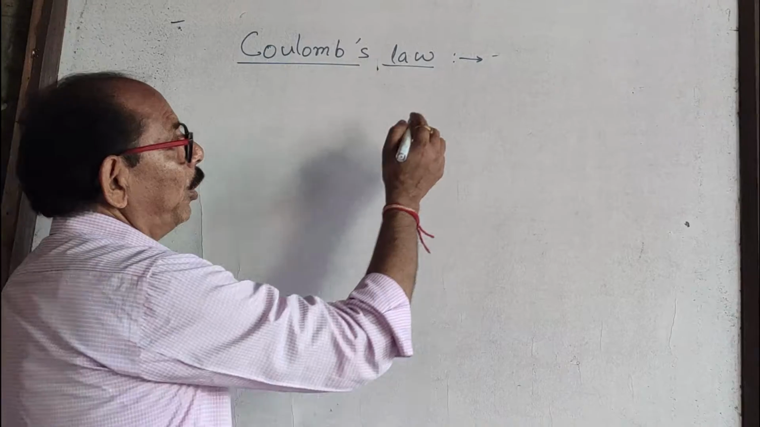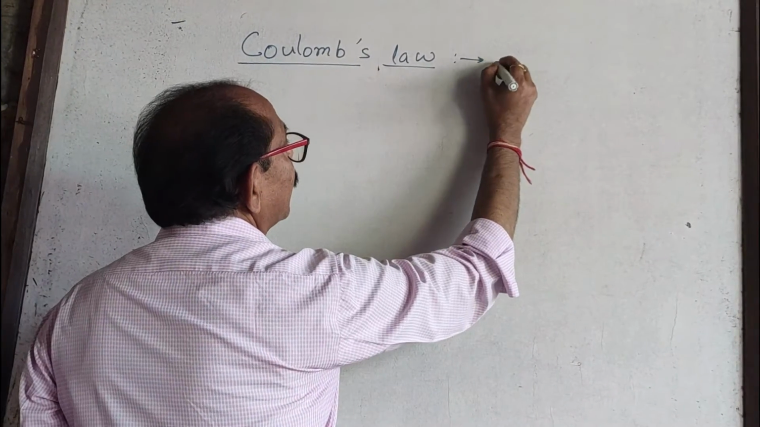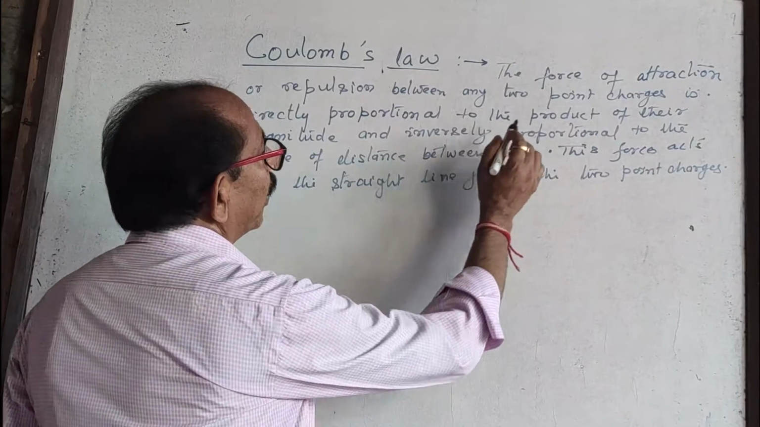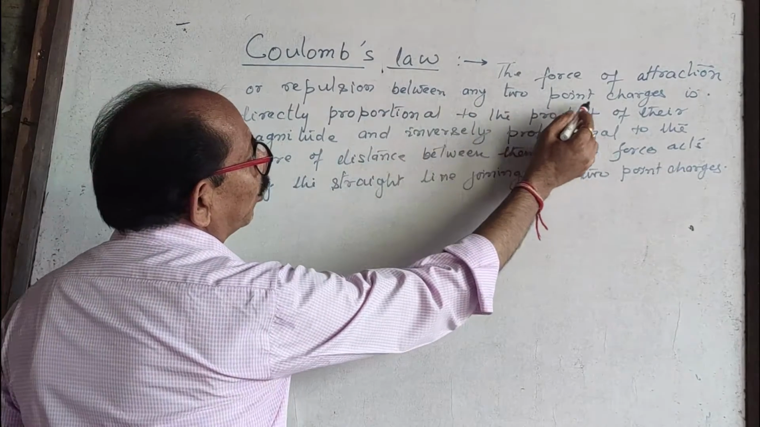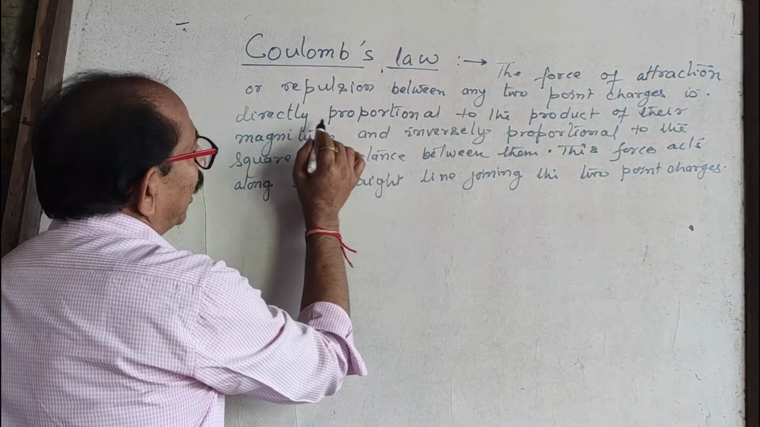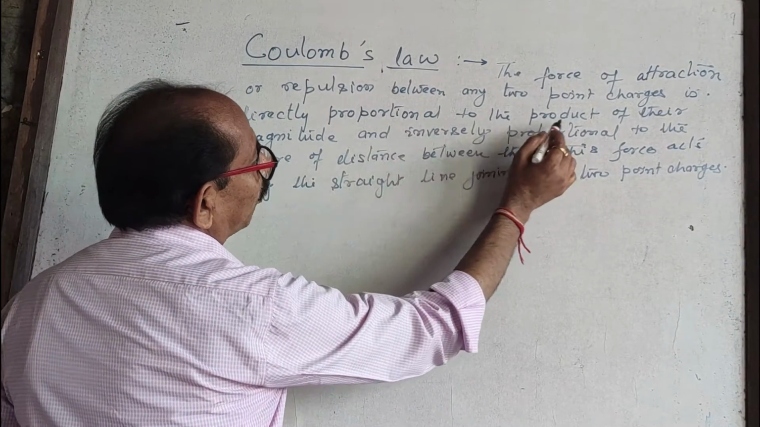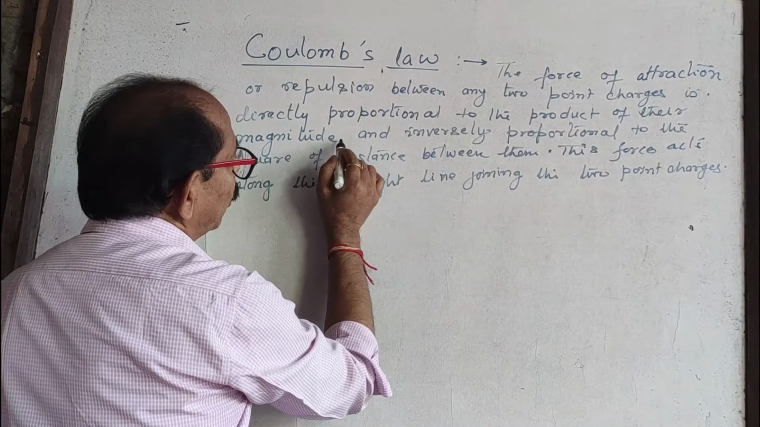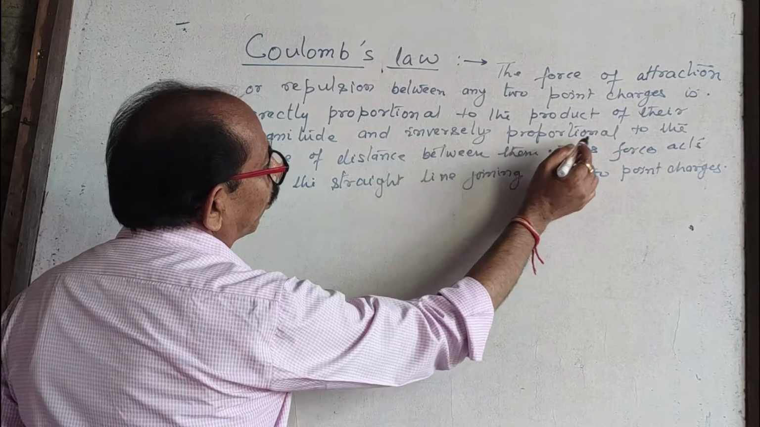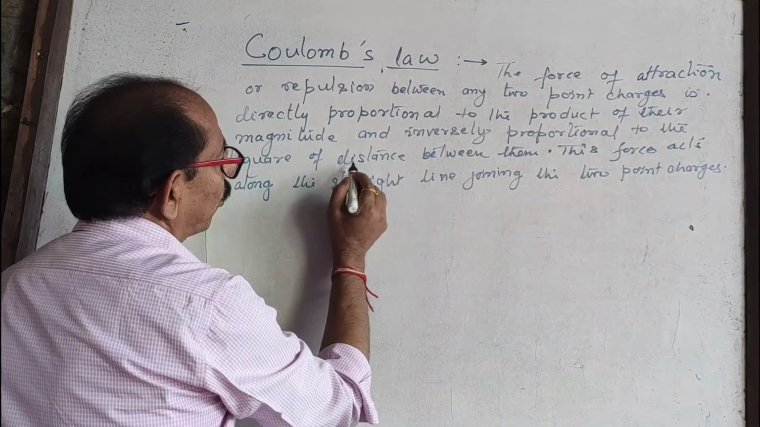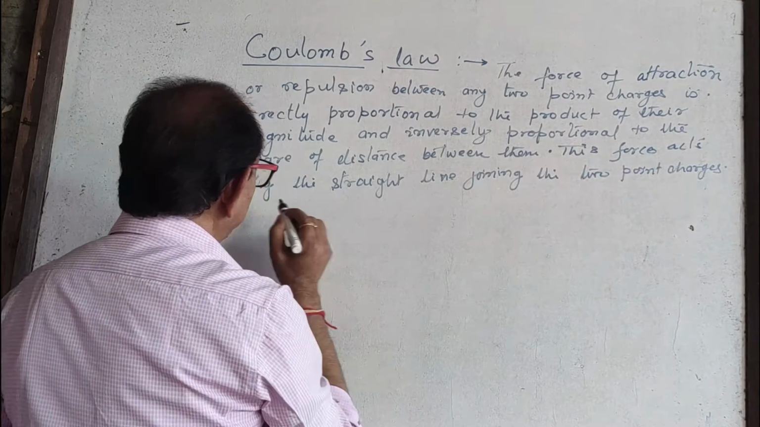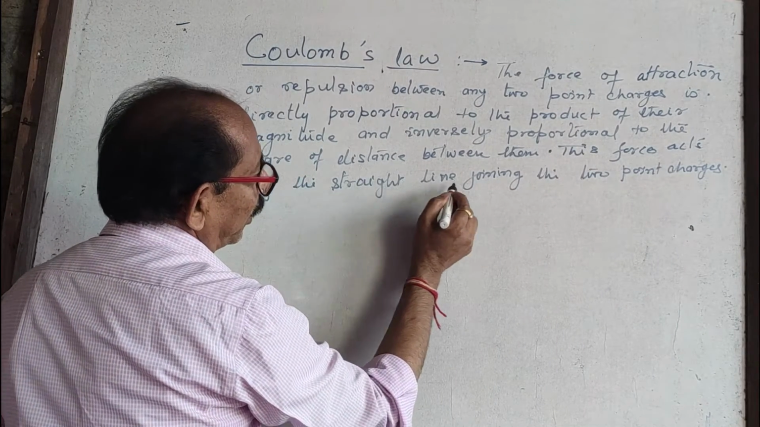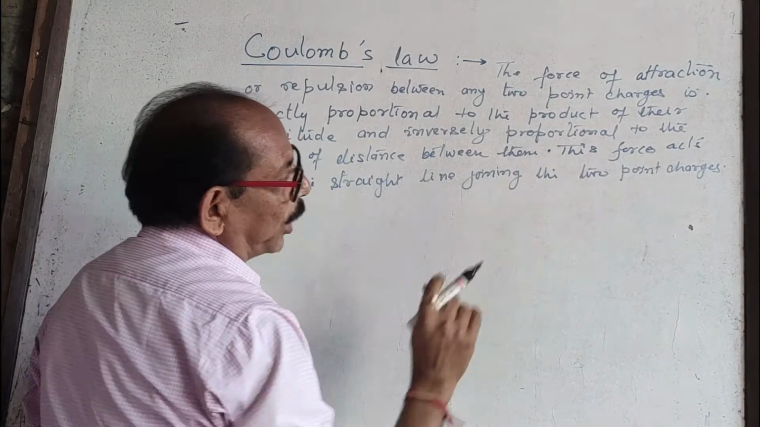You see on the board, the force of attraction or repulsion between any two point charges is directly proportional to the product of their magnitudes and inversely proportional to the square of the distance between them. This force acts along the straight line joining the two point charges.